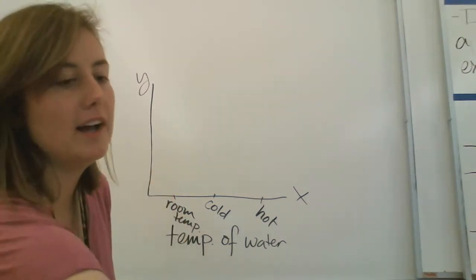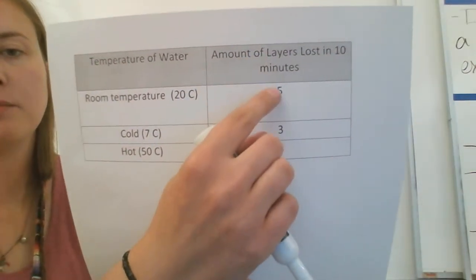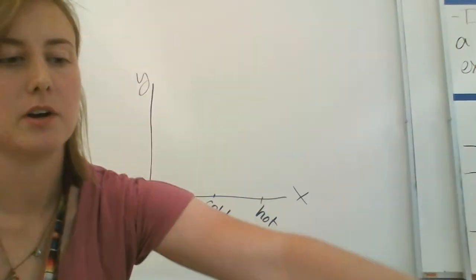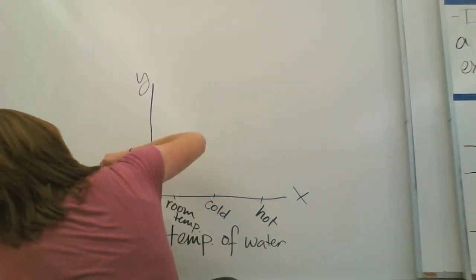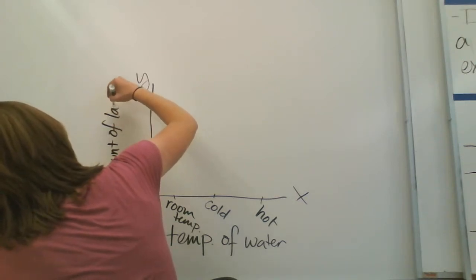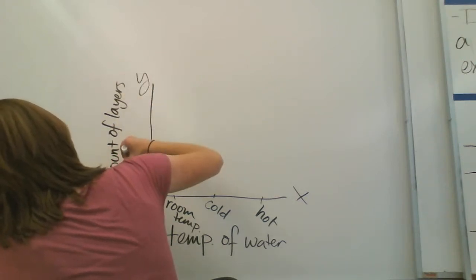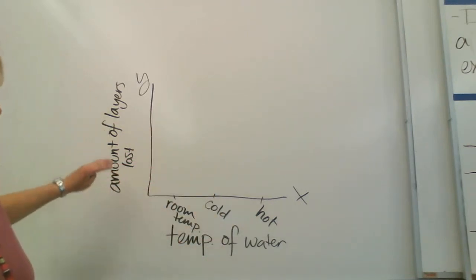So the y-axis is going to be the thing we measure. In this case, we are measuring the amount of layers that we lost in 10 minutes. So I'm going to label that on my y-axis. Okay, so I wrote amount of layers lost right there on my y-axis.